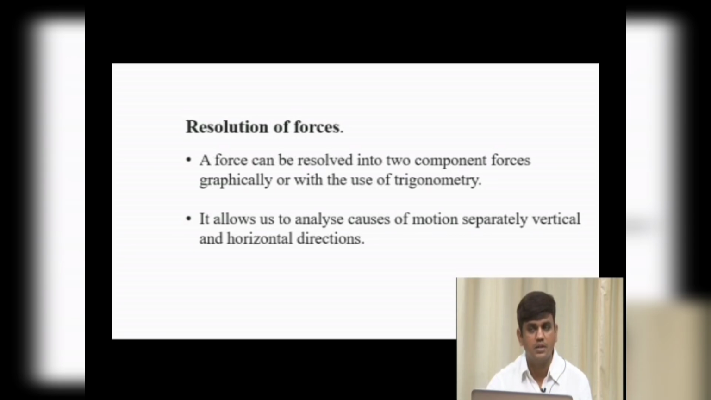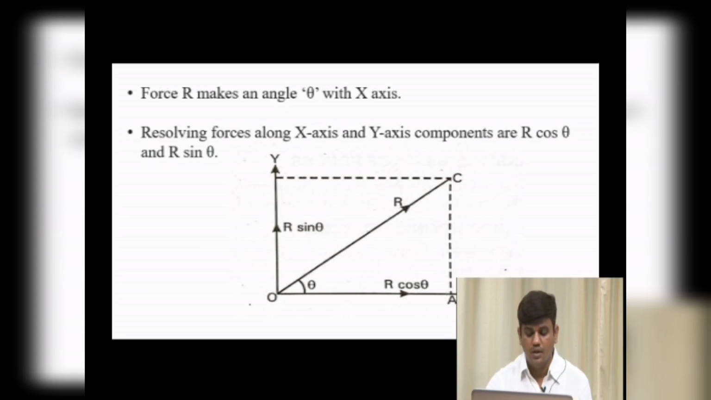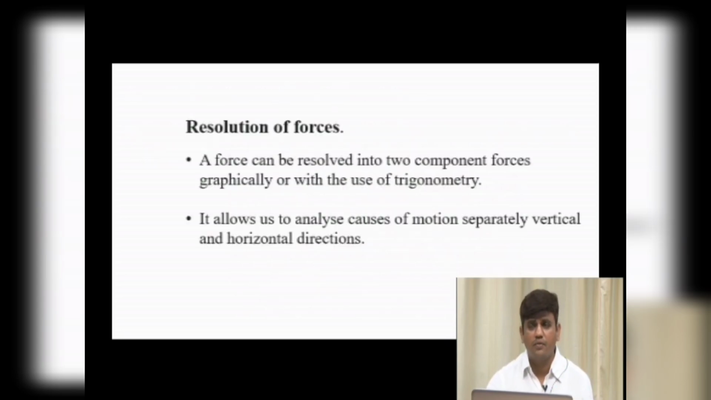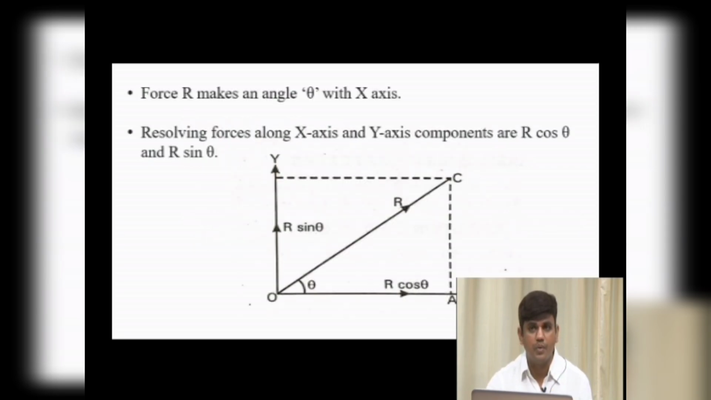sin theta, cos theta and tan theta, to get the magnitude and the direction of the resultant. Magnitude of resultant and direction of the resultant. Now what it allows us is to analyze the causes of a motion separately, in the vertical and horizontal direction. We can resolve the components into horizontal and vertical components.